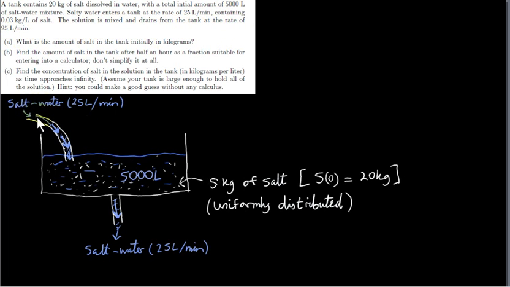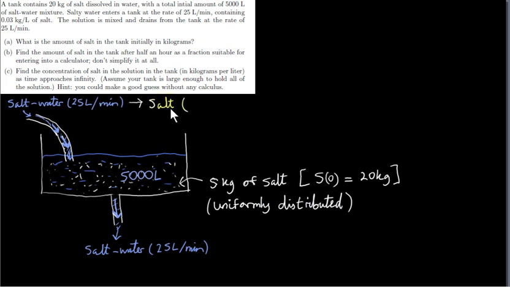So here we have salt water that's entering this tank. It's entering the tank at the rate of 25 liters each minute. We're assuming, of course, that this is a uniform rate, which means that in half a minute or 30 seconds we will have half of 25, or 12.5 liters entering the tank, and so on.